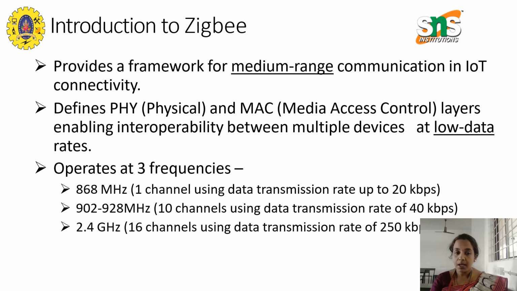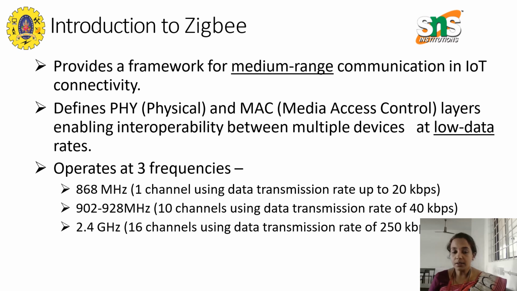The first frequency is 868 megahertz, which is one channel, with data transmission up to 20 kbps. The next one is the frequency range of 902 to 928 megahertz. There we will have 10 channels. It's costlier but more efficient, where we use 10 channels to transmit the data from the sender to the receiver, and the data speed is also higher, 40 kbps.